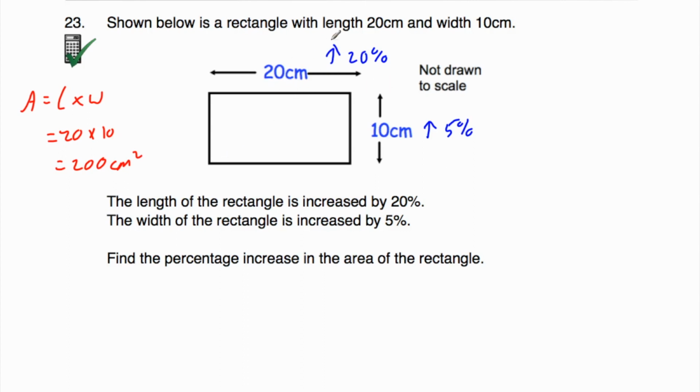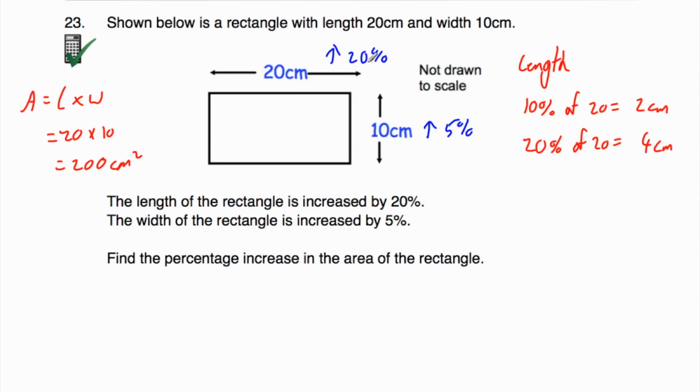So let's increase the length by 20%. So for the length, we're going to find 10%. 10% of 20 is equal to 2, because if you divide 20 by 10, that gives you 10%, so that's 2 centimeters. We want to find 20%, so that's going to be double that, so that's going to be equal to 4 centimeters. So 20% of 20 is equal to 4 centimeters, getting 10% and doubling it.